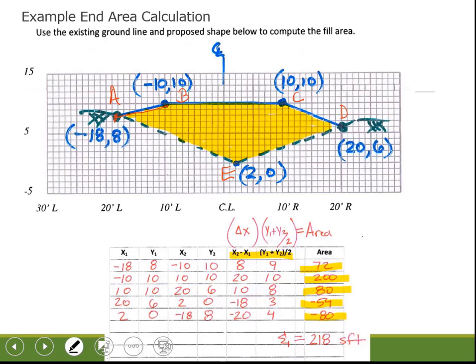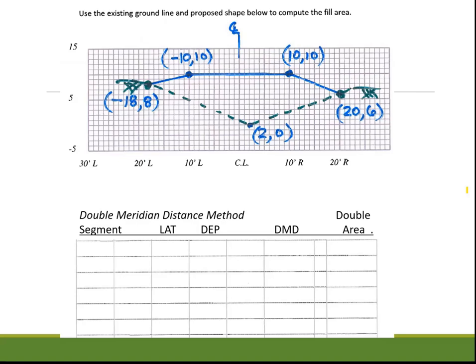If I take the summation of all those areas, it gives me the area of the enclosed shape, in this case 218 square feet. Let's try this using the double meridian distance method. It uses the same shape, and we should get the same area. We're going to identify some points, A, B, C, D, and E, labeling them clockwise around the shape.